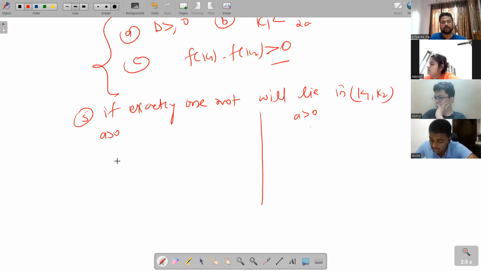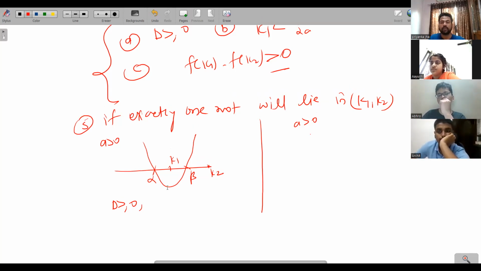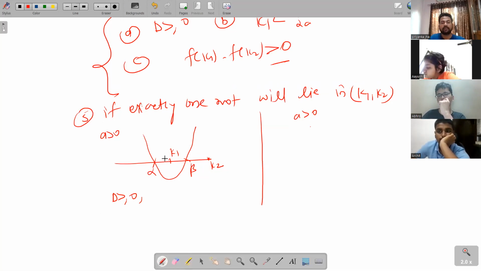So you can see that the shape of the graph will be like this. So one root alpha and other root beta. So exactly one root has to lie in this interval. So maybe alpha can lie or beta can lie, it does not matter. So K1 and K2. So in this case, the discriminant has to be greater than or equal to 0, right? And what else can we see? See, the only thing is that here, you cannot predict anything about the vertex. So the only thing you can say is that f(k1) is negative and f(k2) is positive.